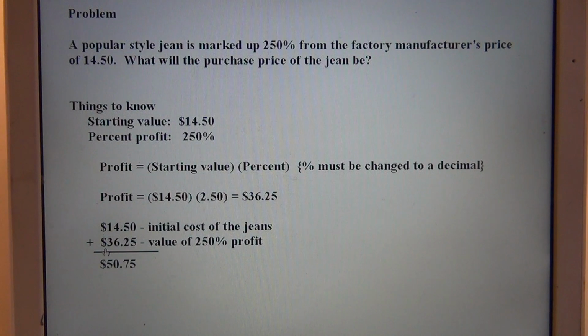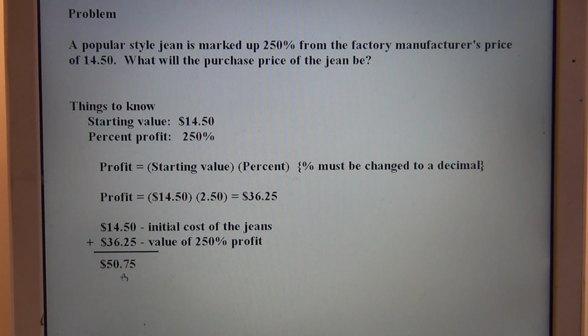Now, the initial cost of the jeans from the manufacturer is $14.50. The store is adding on 250% profit, which we calculated to be $36.25. So you actually are paying $50.75 for the jeans.